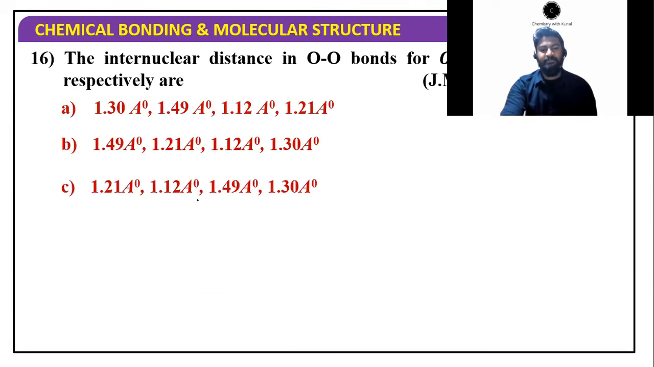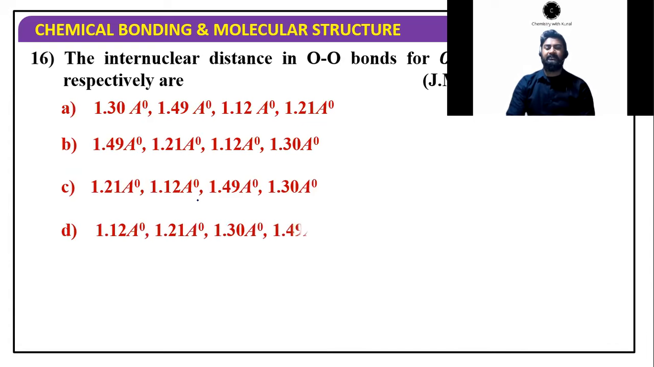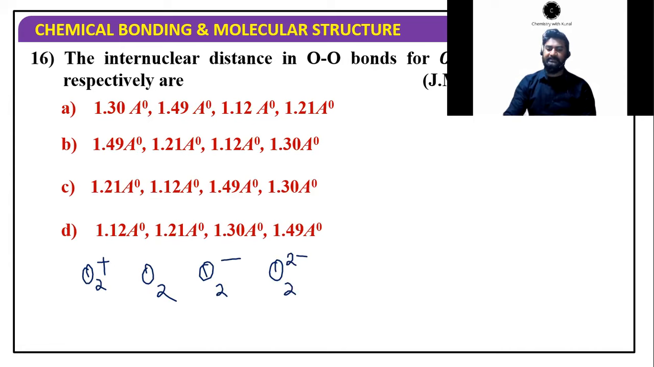Okay, next question. Which of the following is the correct option regarding these species? So let me write them once again. We have O2 plus, then we have oxygen, then we have superoxide, and then we have peroxide. For those who don't know the names, let me tell you the names quickly. See, this one is called peroxide. This one is called superoxide.